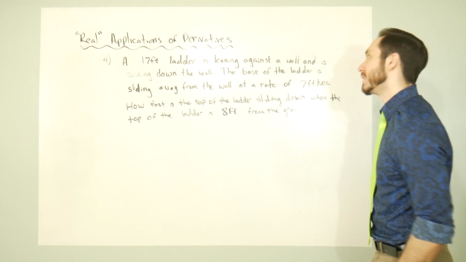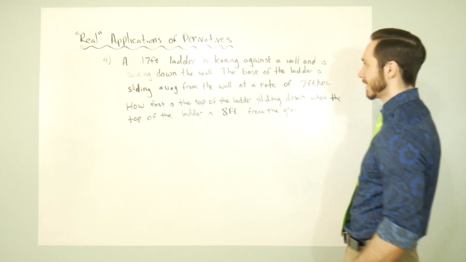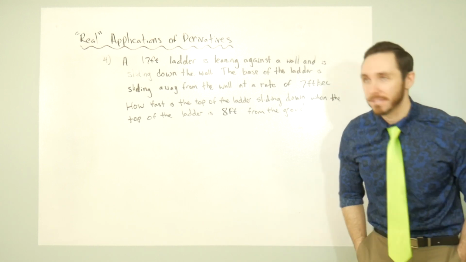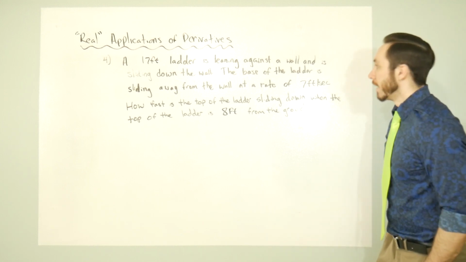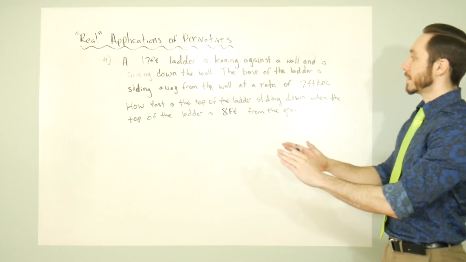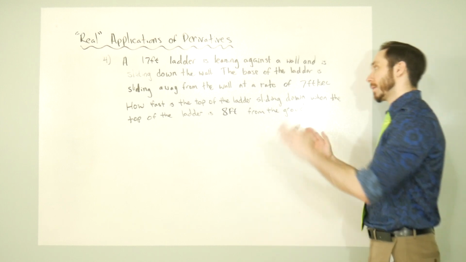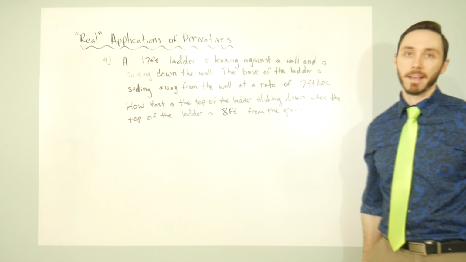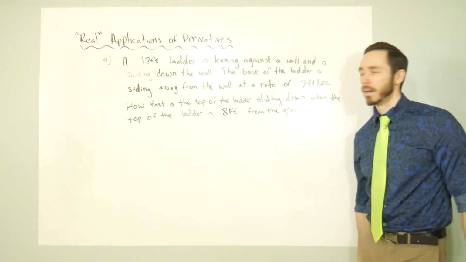Anyways, moving on. A 17-foot ladder is leaning against a wall and is sliding down the wall. The base of the ladder is sliding away from the wall at a rate of 7 feet per second. How fast is the top of the ladder sliding down when the top of the ladder is 8 feet from the ground? You got a ladder leaning against a wall and it is simply sliding down. Perhaps it wasn't fortified at the base and it's a marble floor.